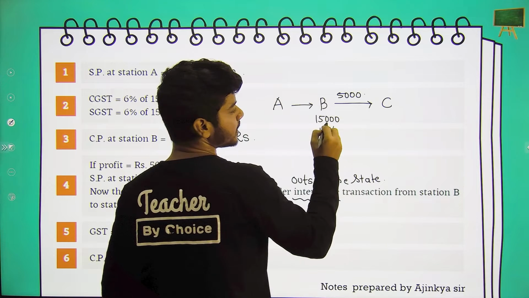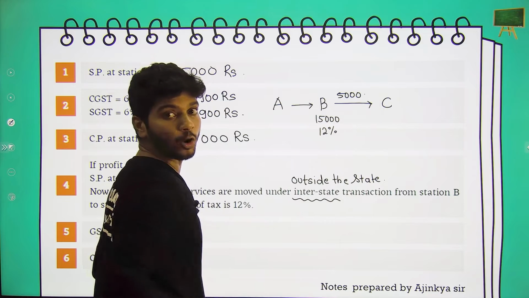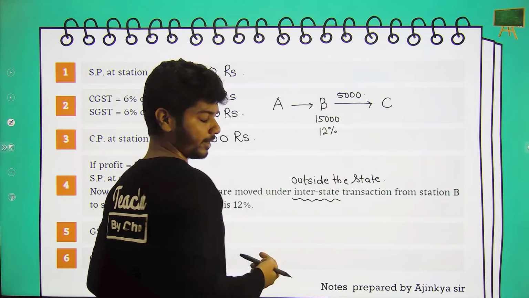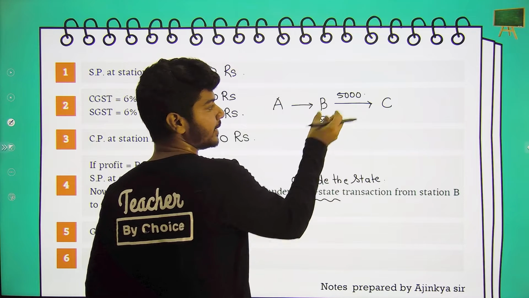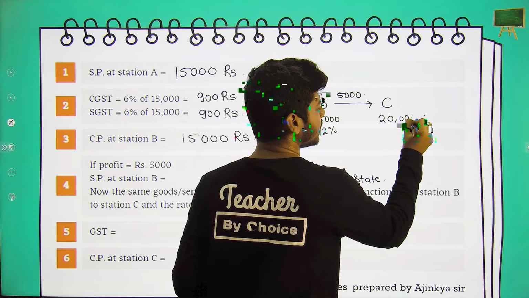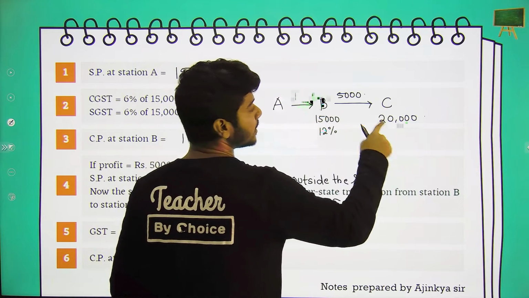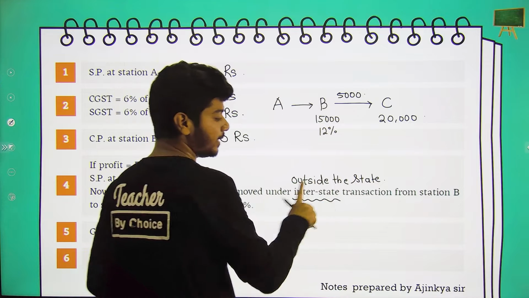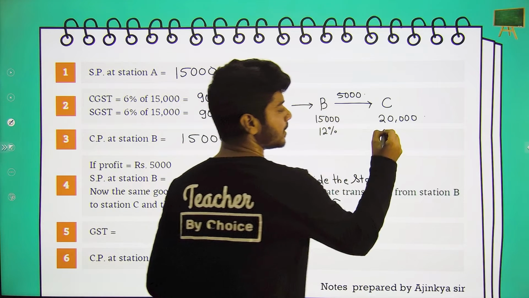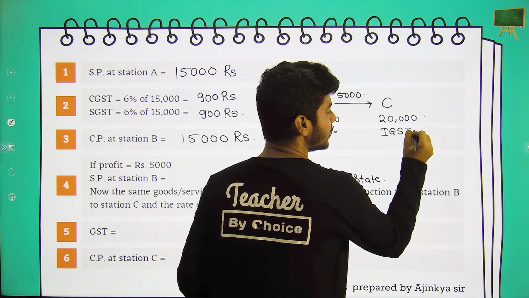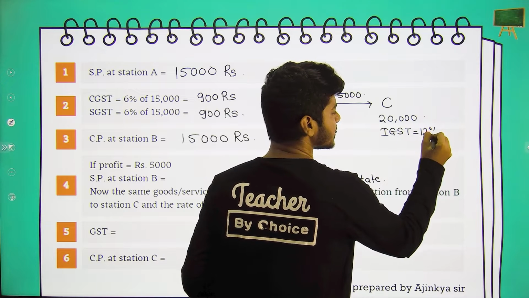Now what is happening? B is selling the product to C. At what profit? 5,000 profit. So 15,000 plus 5,000 will give me 20,000. But in this transaction, what type of tax will be covered? Interstate means 12% IGST. IGST will be equal to 12% in this case.